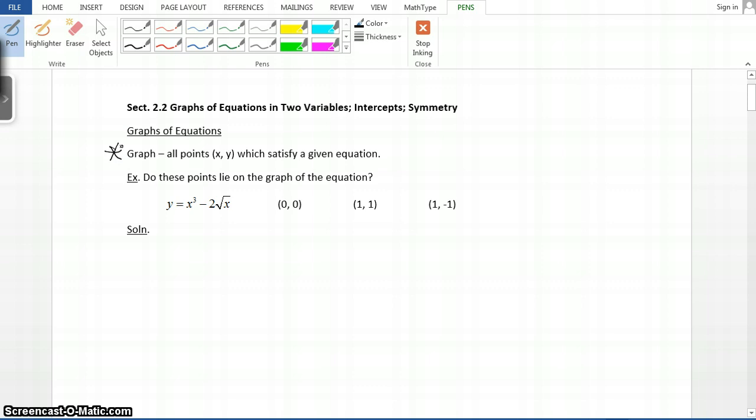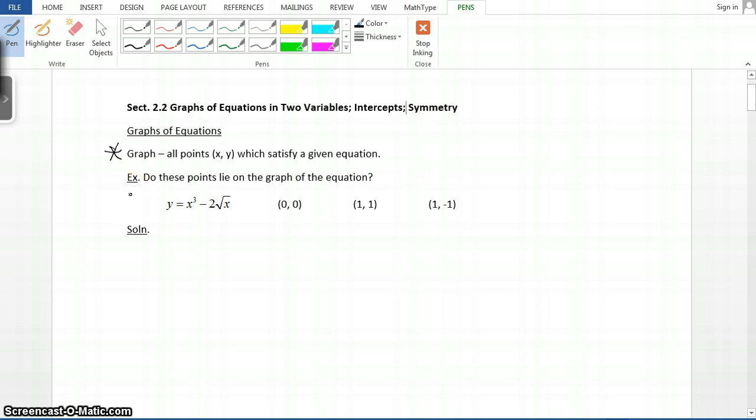It's not a formal definition, but it's all points x and y which satisfy a given equation. Satisfy means if you plug the particular x and a particular y in, both sides will be equal. That's what it means. It satisfies a given equation. This was its first example.